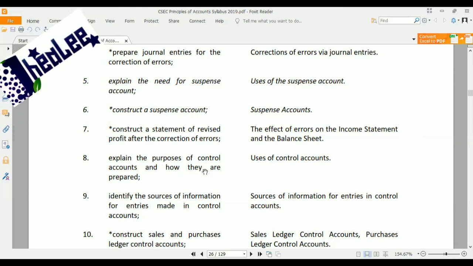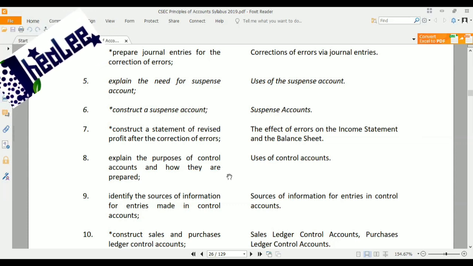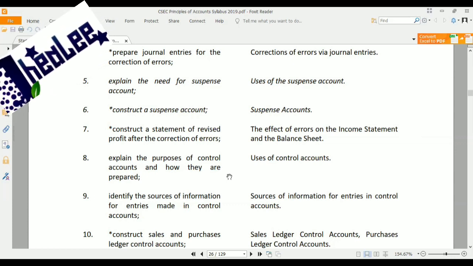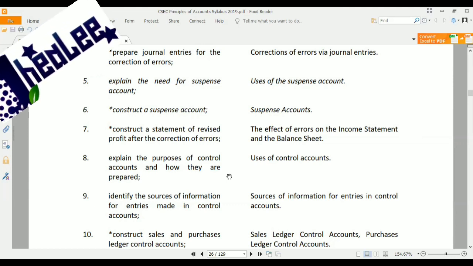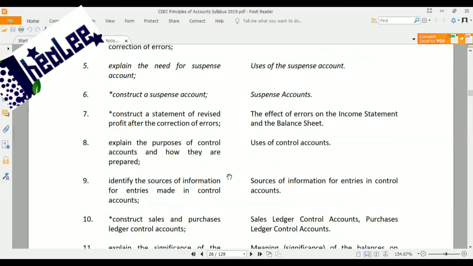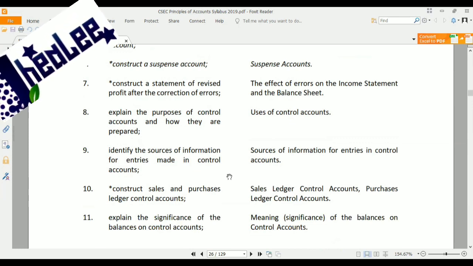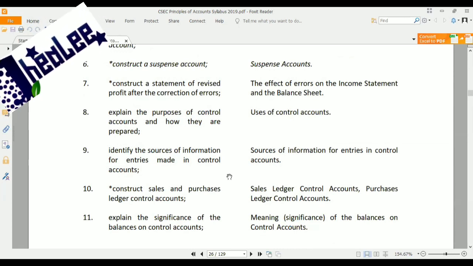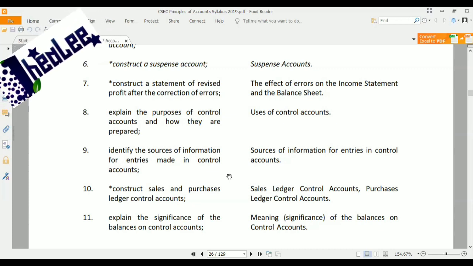Explain the purposes of control accounts and how they are prepared. So basically looking at the uses, why persons prepare control accounts. There's a lesson for that on my channel, so you can view that just the same. Identify the sources of information for entries made in control accounts, construct sales and purchases ledger control account. The other term for sales ledger control is debtors ledger control. So you definitely are using that principle of preparing your debtors account in order to do your sales ledger control.